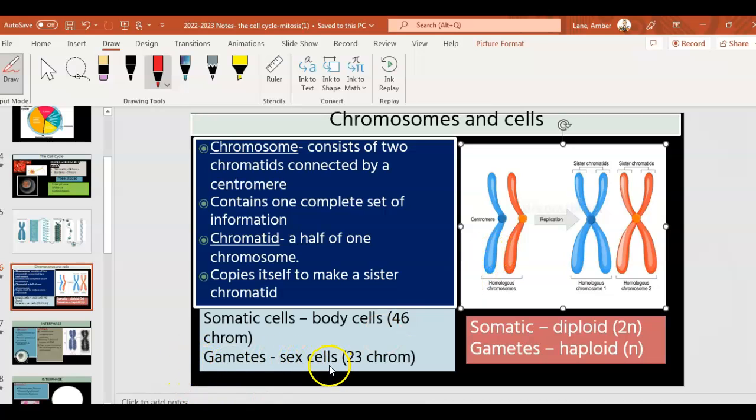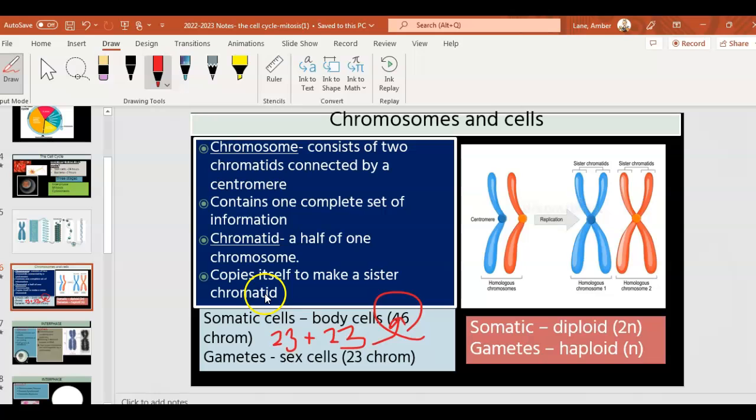In our sex cells, so in the sperm, there's only 23 single chromosomes, and in the egg, there's only 23. So if you are getting 23 from mom and 23 from dad, you're going to end up with 46 chromosomes total in all of your body cells. Somatic cells are body cells.